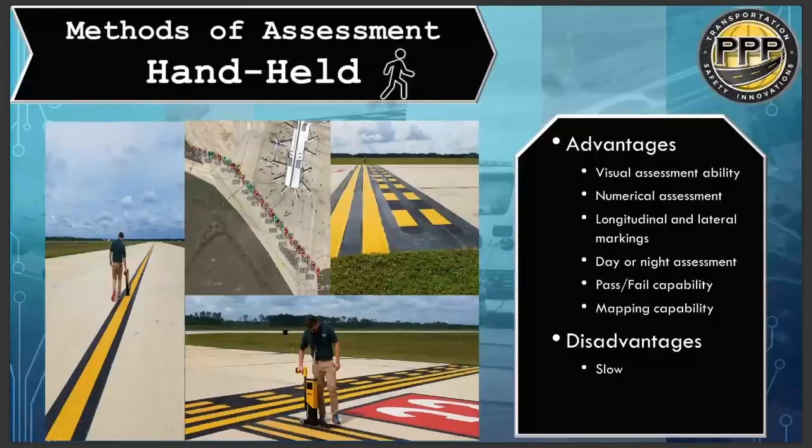Also, it's not comprehensive in such a way as that you're probably taking measurements every 20 feet, 50 feet, 100 feet, whatever you decide that number is going to be, that interval. And the tighter that interval, of course, the slower the assessment's going to be. It's not as comprehensive as a mobile device would be.